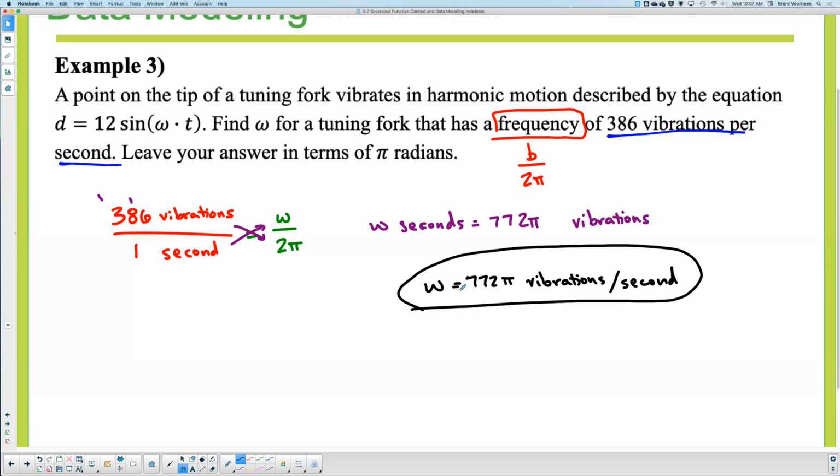I'm thinking about this. The variable might not actually take the units, but I'm going to leave them there. But 772 pi is really what you need to come up with on that. All right, so I've gone through 3 different real world examples.